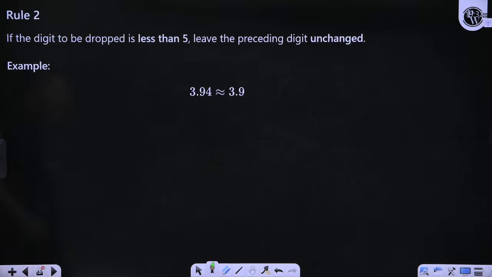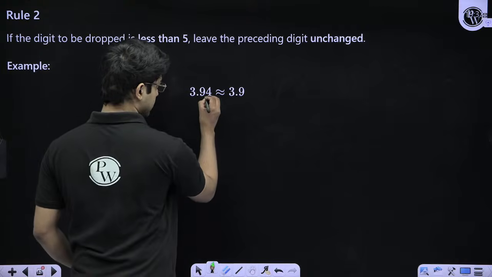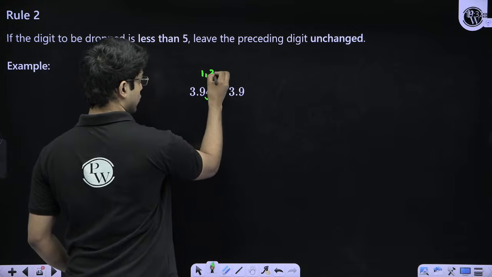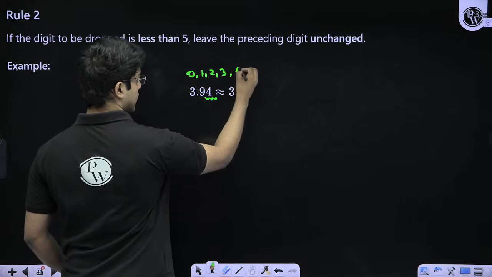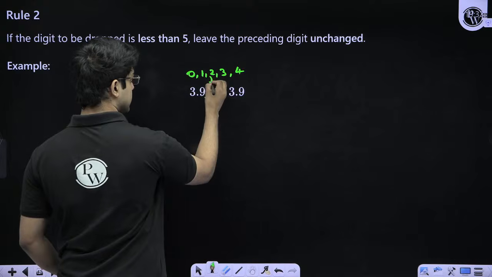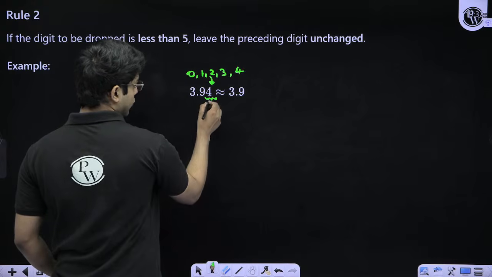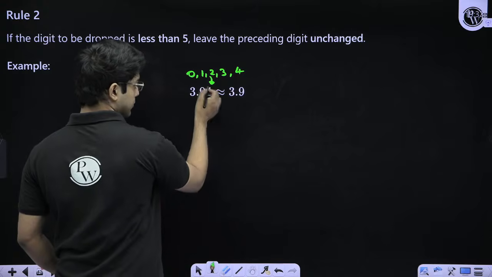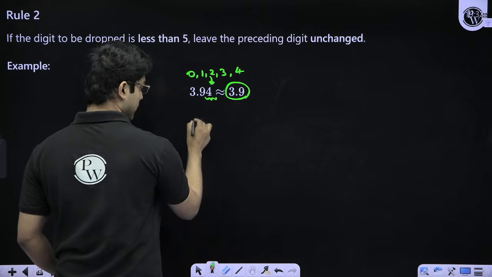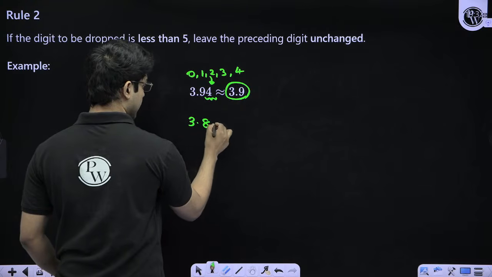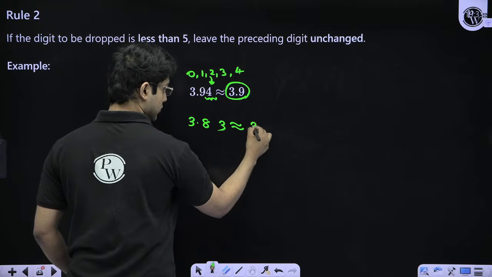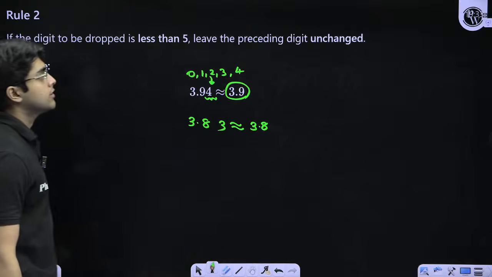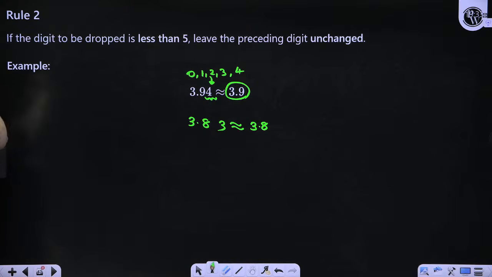Then we have the next case where the last digit is less than 5. So this can be 0, 1, 2, 3, or 4. If the last digit is any one of these, then you don't touch the digit to the left and simply remove it. If you want 3.83 rounded off, you get rid of this 3 and keep the 8 untouched. So this will be 3.8. That's the rule when the number is less than 5.